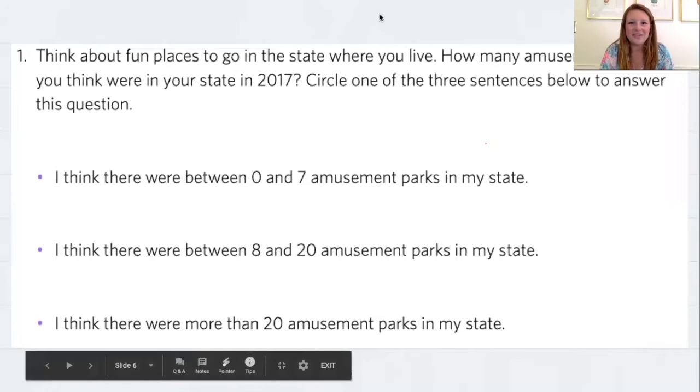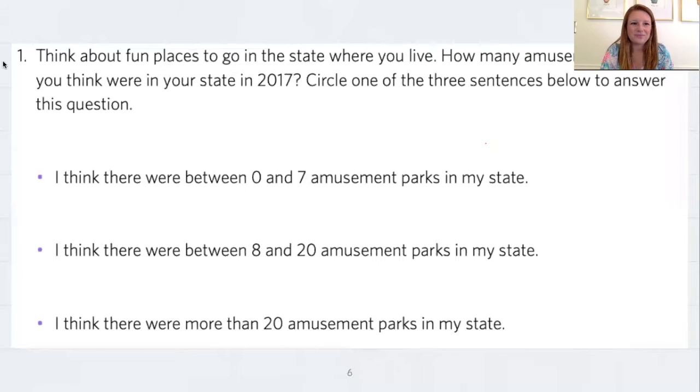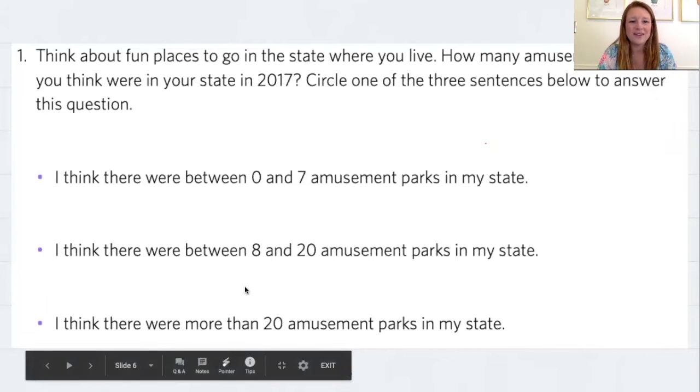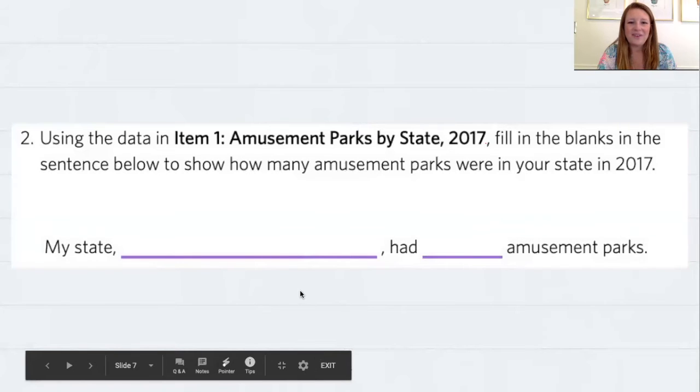So on your handout, your first question is going to look just like mine. It says, think about fun places to go in the state where you live. How many amusement parks do you think are in our state in Virginia in 2017? Circle one of the sentences to answer the question. So do you think there's between 0 and 7, 8 and 20, or more than 20? Let's see if we're correct.